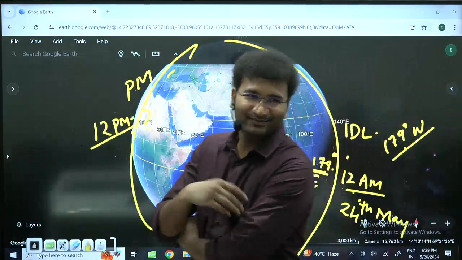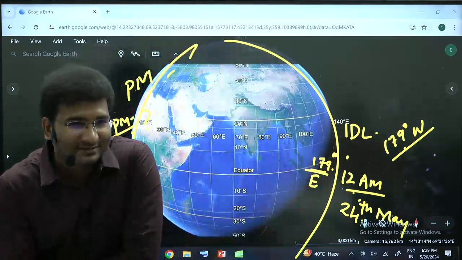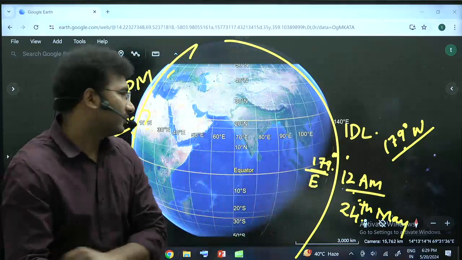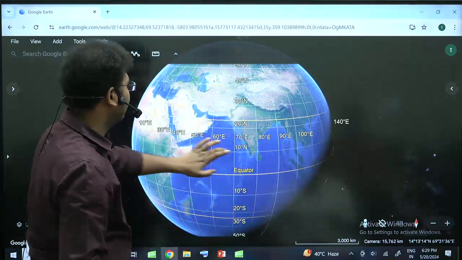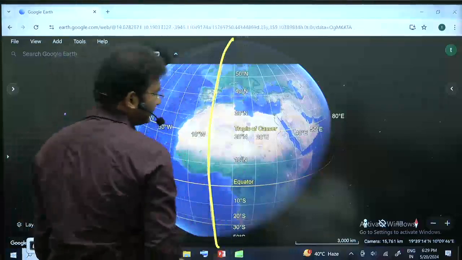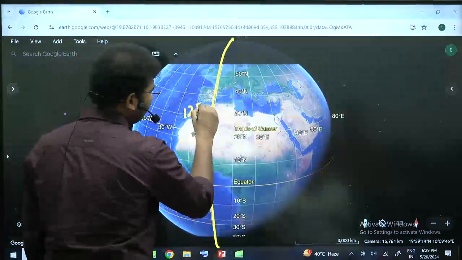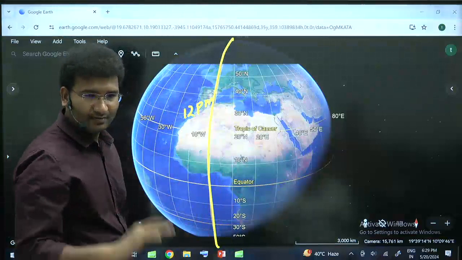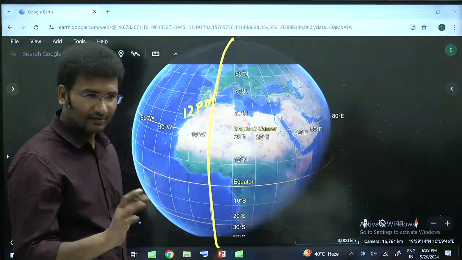समझ आ रहा है या not able to understand? चलो. Let's see. For example, international date line पे I'll say this is 12 p.m. is the time. ठीक है? 12 बज के दिन में.